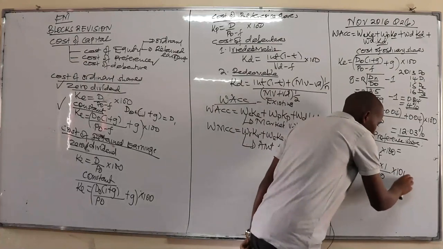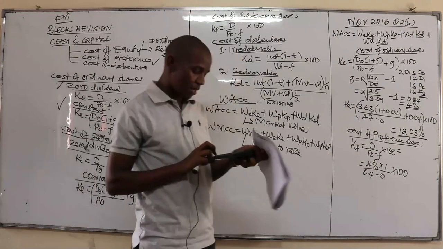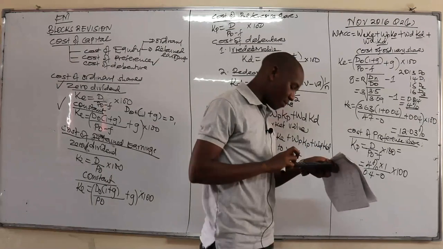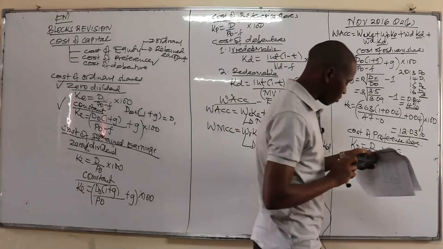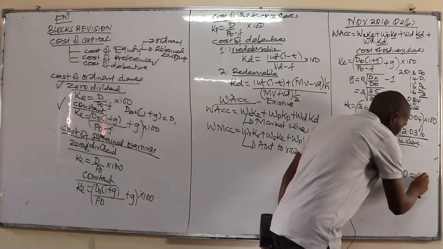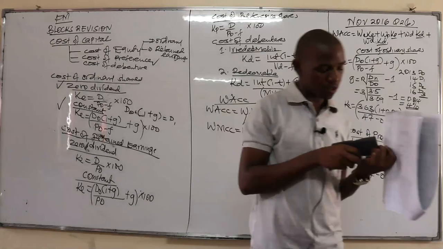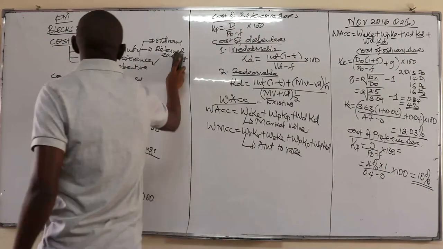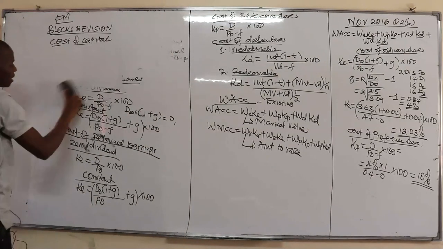Then you multiply by what? You multiply by 100. So in that case, it will be 0.04, you multiply by 1, you divide by 0.4, then you multiply by 100, which in that case will be 10%. We also get to the debentures.